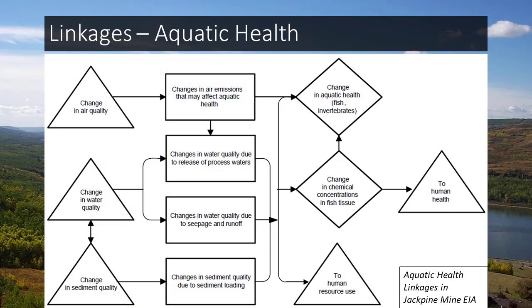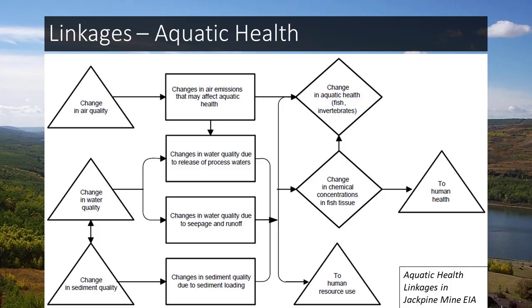So aquatic health. Aquatic health is usually based primarily on the water quality assessment, but also changes in air quality, which then affect aerial emissions. And now we're not just talking about aerial emissions of nitrogen and sulfur. There's also emissions of PAHs, metals, other compounds in the stacks or fleet emissions that will then come back down as precipitation. So that will change water quality.